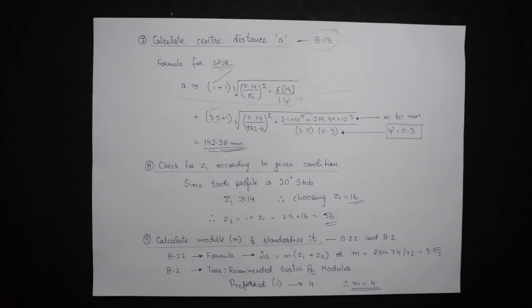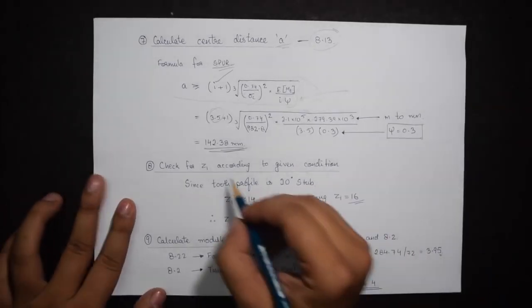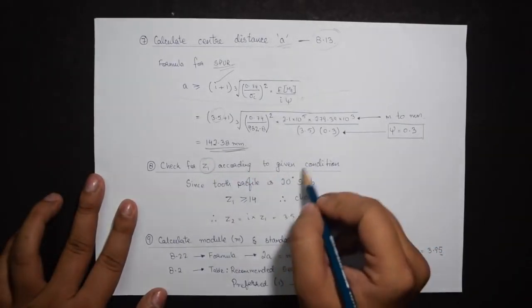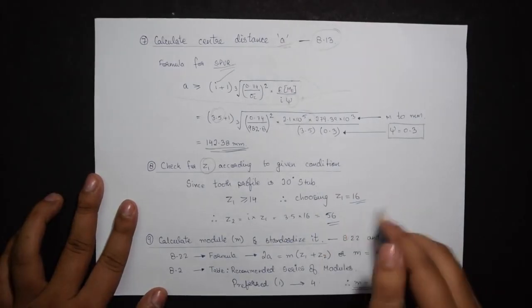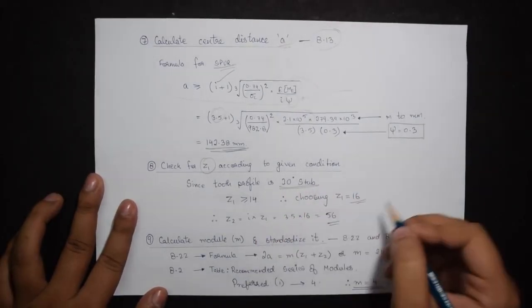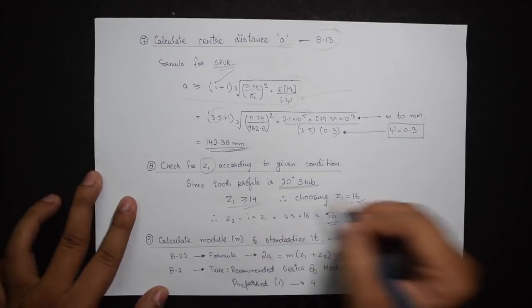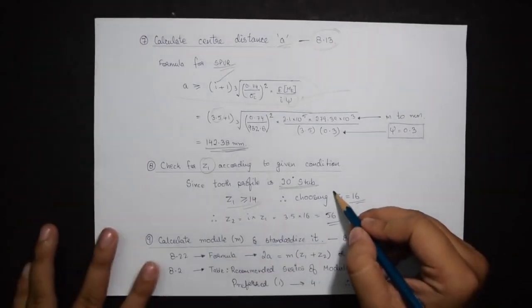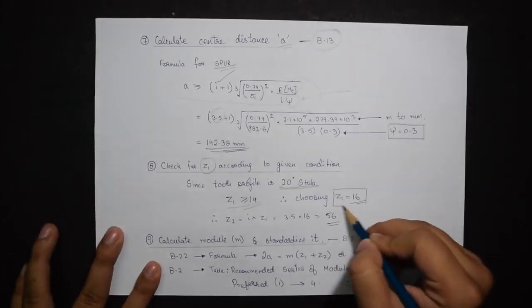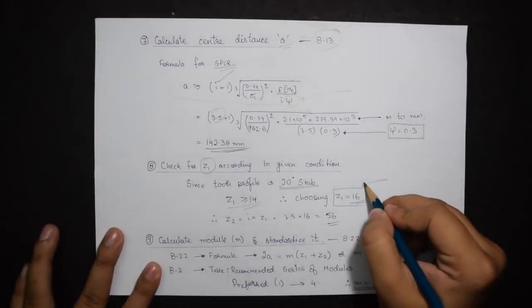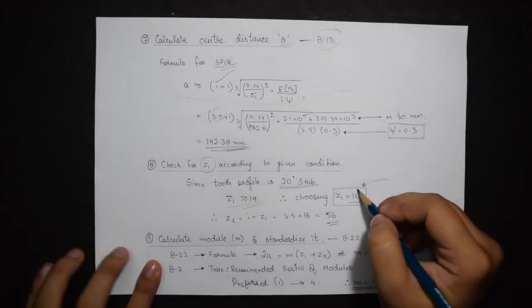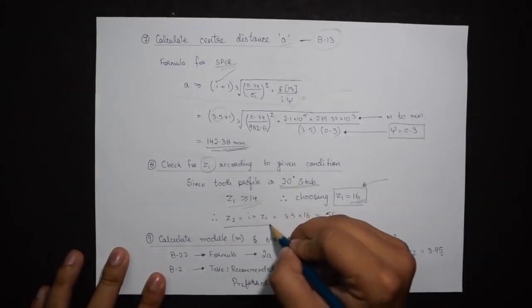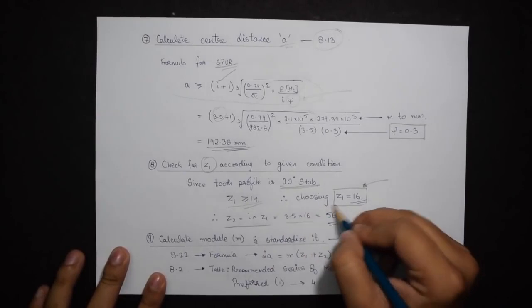Continuing step 8, we will find the Z1 according to the given conditions. The tooth profile is 20 degrees stub, therefore Z1 is greater than or equal to 14. As I told earlier, we will be choosing a little more than this value and an even number, so Z1 is equal to 16. At the same time, I can calculate Z2, which is i into Z1, or 3.5 into 16, which turns out to be 56.